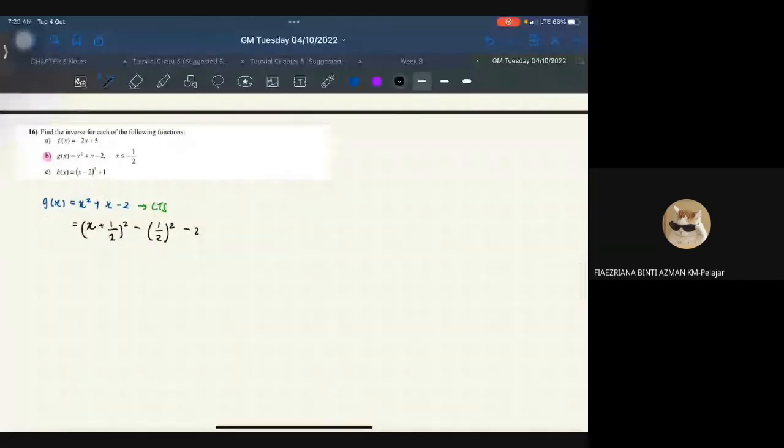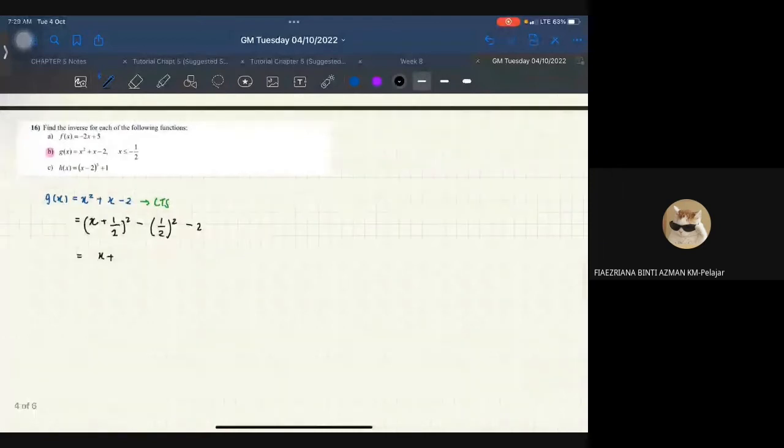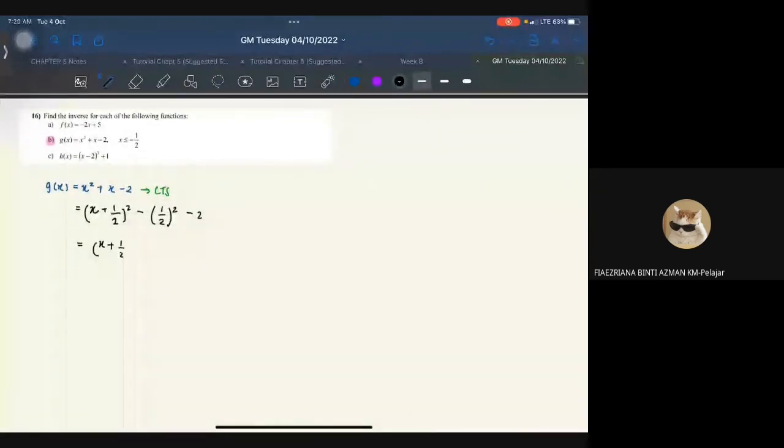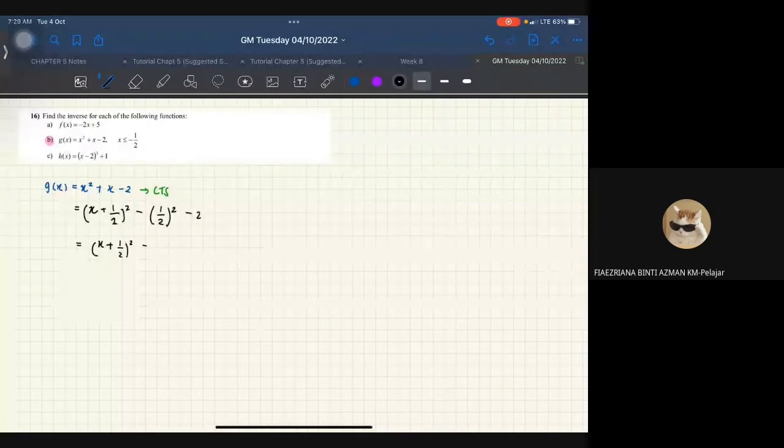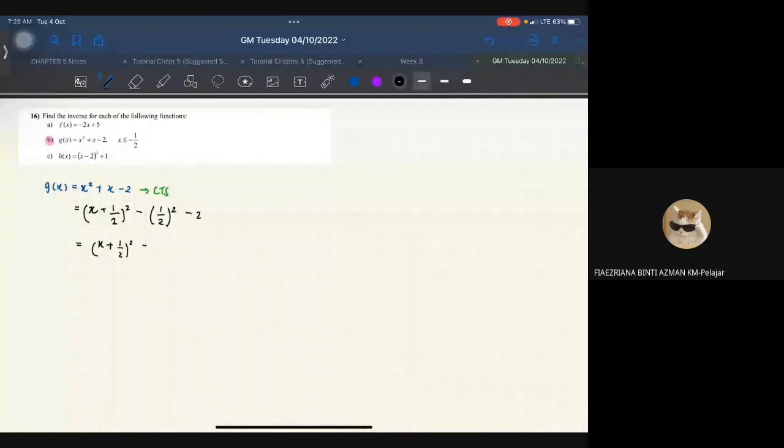Okay, so let's simplify this expression yang awak dapat. So you have x plus 1 over 2 square, and then negative 1 over 2 square minus 2. Berapa tah jawapan kita kat situ? So it's negative 1 over 4 minus 2, which is negative 9 over 4. So awak dapat negative 9 over 4.